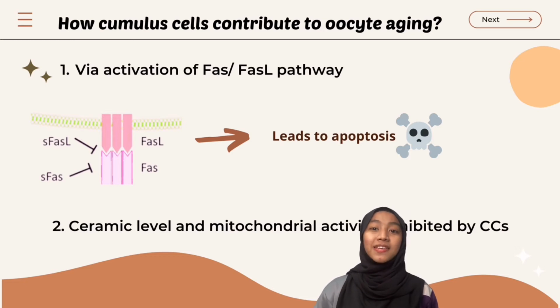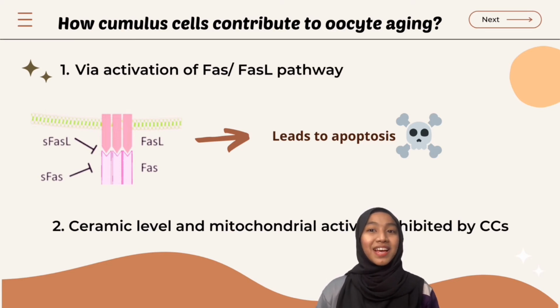First, CCs cause oocyte aging via activation of the FAS or FAS-L pathway. FAS stands for first cell surface death receptor, while FAS-L refers to FAS ligand. The interaction of these two molecules leads to apoptosis, where the death of different cell types will be induced. Aging oocytes have been found to be surrounded by CCs that secrete a soluble form of FAS-L.